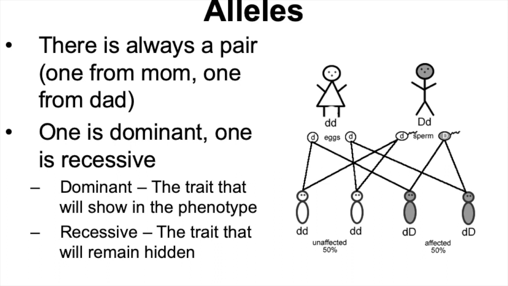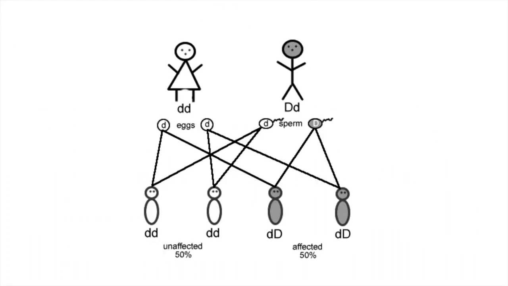But remember, there are two alleles in each genotype, one from mom, one from dad. If mom's allele is recessive, but dad's is dominant, the dominant one will express itself in the phenotype, which means show itself on your body. However, if they're both recessive, then there is no choice. You will express that recessive trait. Let's take a look at my diagram.